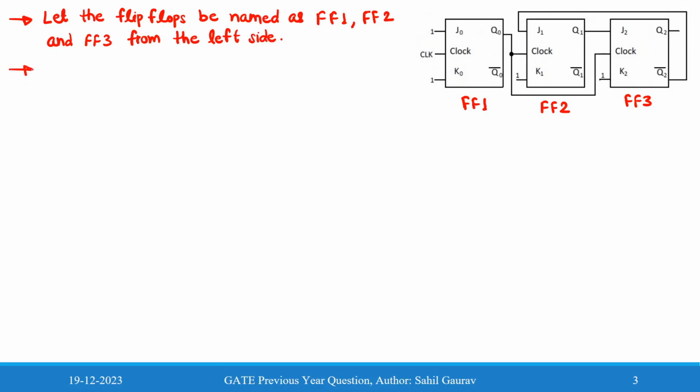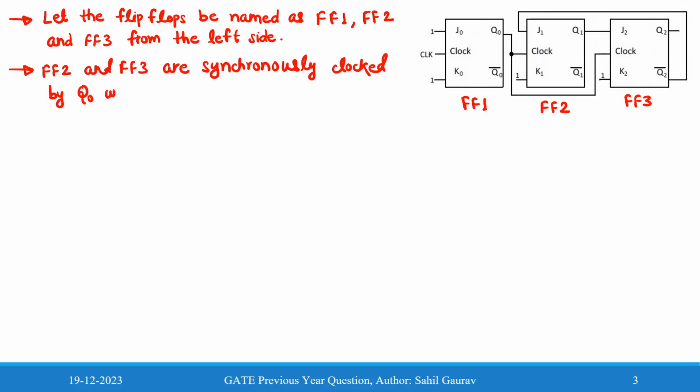We can see that here flip-flop 2 and flip-flop 3 are synchronously clocked by Q0, which is the clock divided by 2.